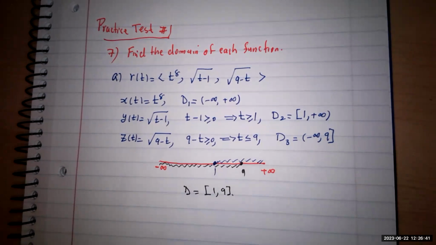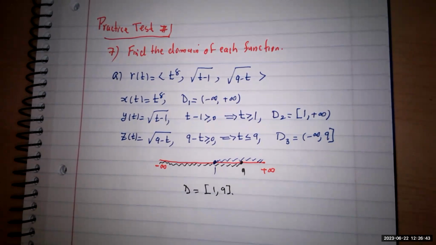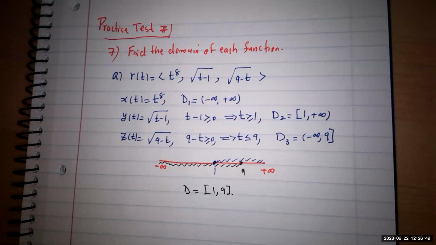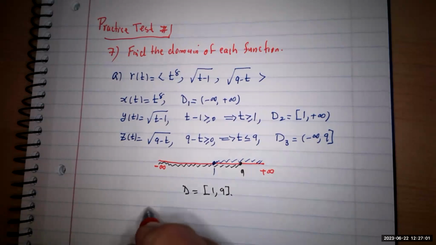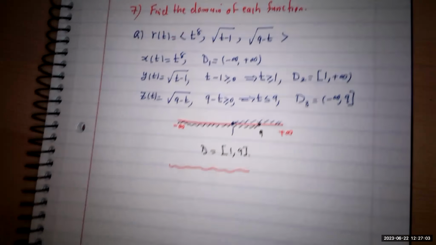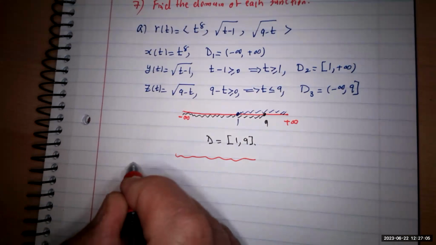So that just gives us the domain. That's number 7. It's just one part. You have a similar one in number 8.